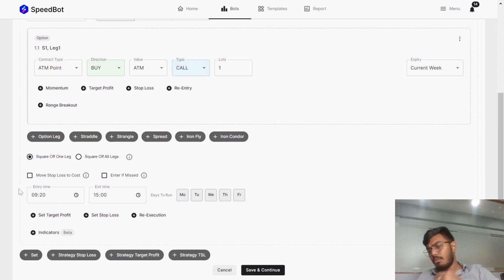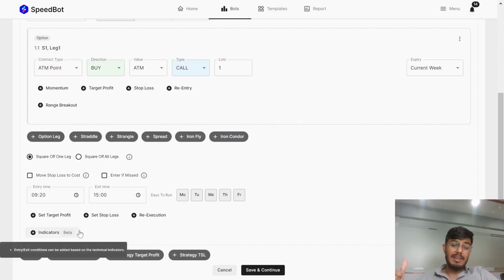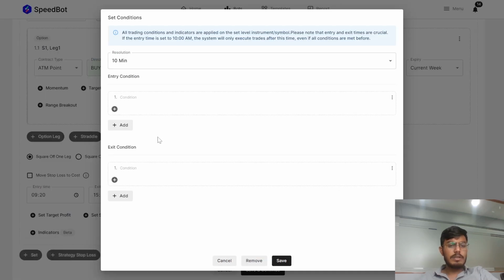So you can do it from your end and exit it at somewhere around 3 o'clock. And if you want to further move in option strategy creation, apart from all these things, if you want to have more conditions added, if you have a trading logic that is around indicators, could be moving averages or the RSIs or the MACDs, so over here, the indicator feature is also there.